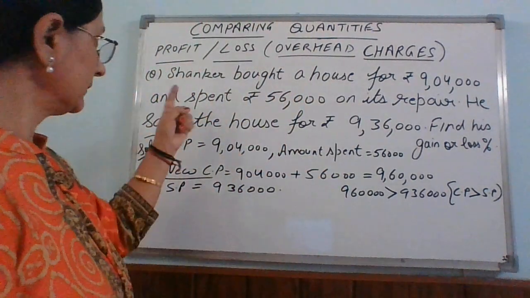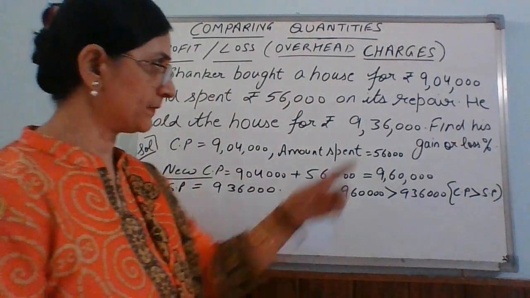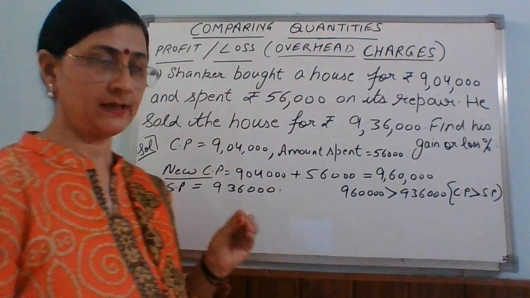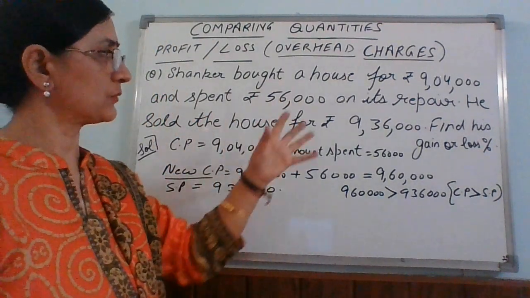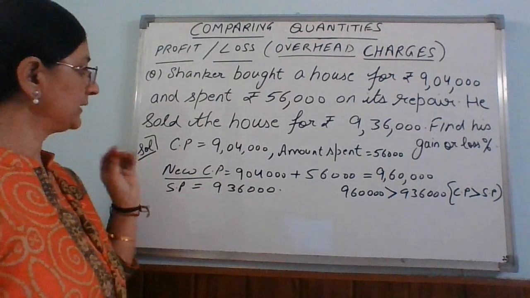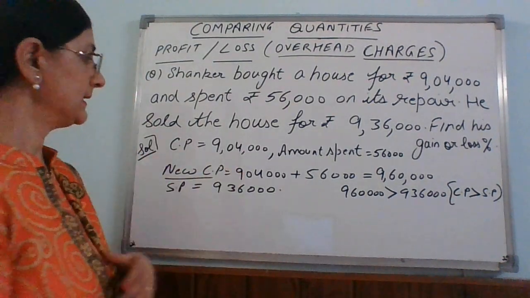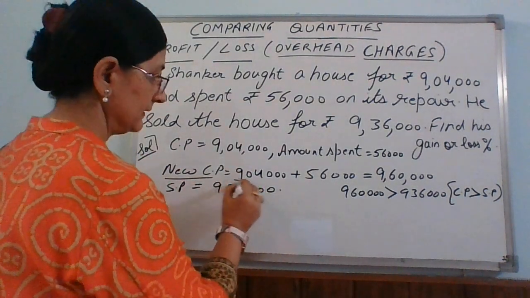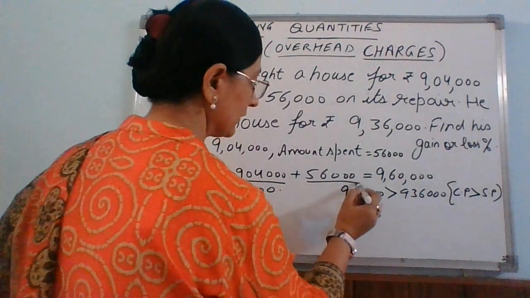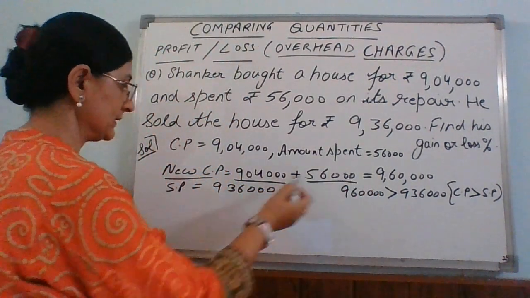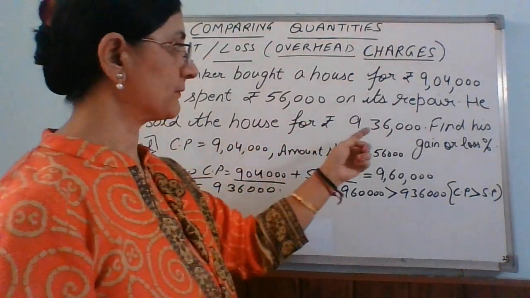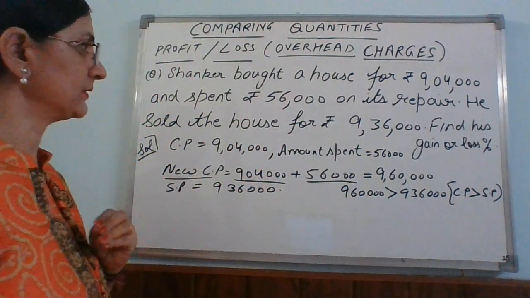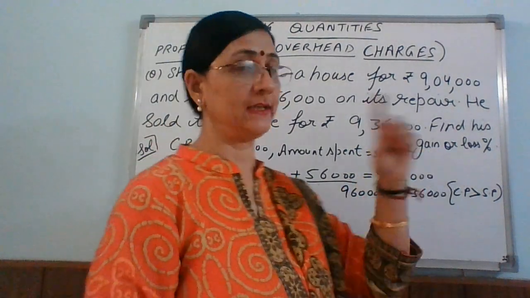Okay. Now here the question is that Shankar bought a house for 9 lakh, right? Here 4,000, and spent 56,000 on its repair. So then what you have to find out? The total CP, right? Cost price plus the repair cost, the total CP is called the new CP, right? And then he sold that house for 9,36,000. So you have to find out his gain or loss.